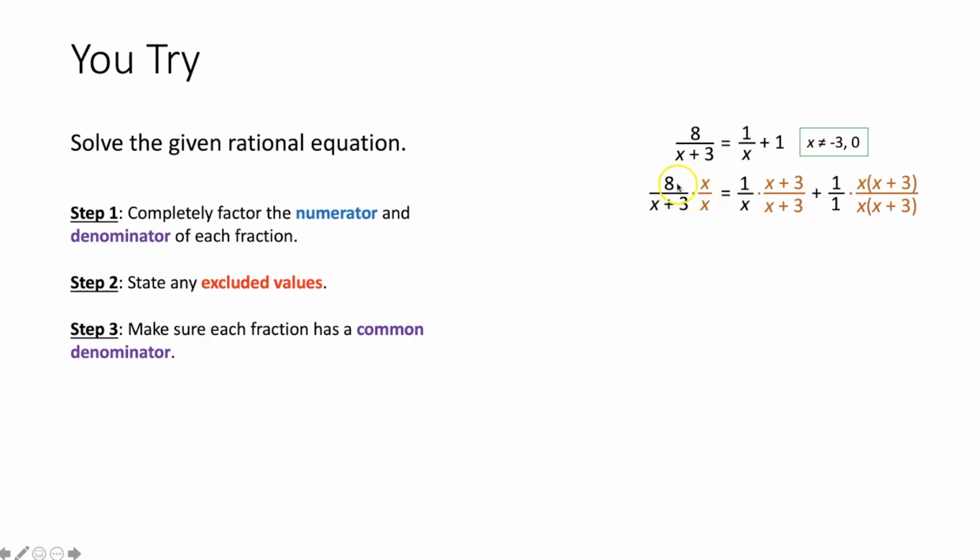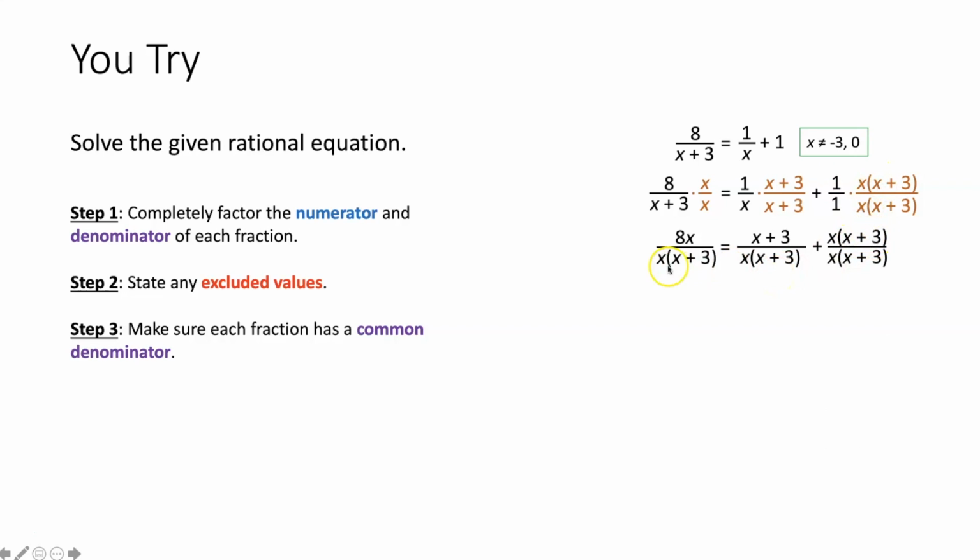Over here, in my numerator, 8 times x is going to give us 8x, and in my denominator, again, just leave it x times the quantity x plus 3, because hopefully something will cancel out later on. Then we write equals, and then 1 times x plus 3 is just going to give us x plus 3 in the numerator, and then in my denominator, again, leaving it x times the quantity x plus 3. Then plus, and then over here, 1 times x plus 3 is just going to be x times x plus 3 over x times x plus 3.